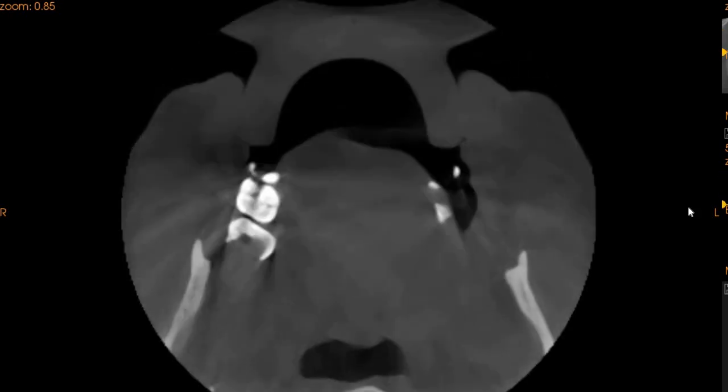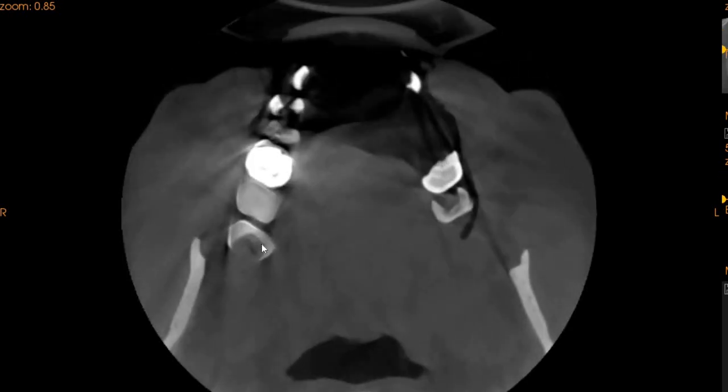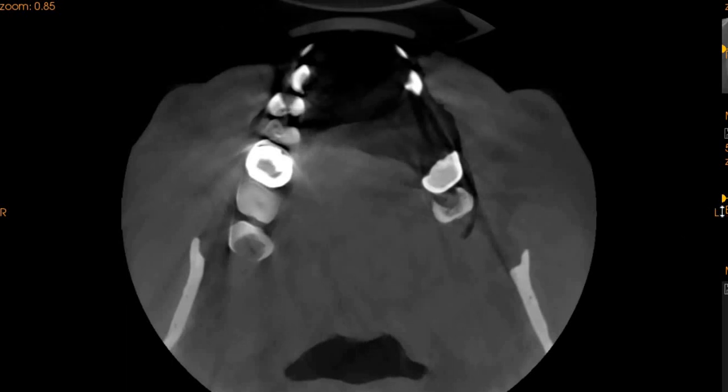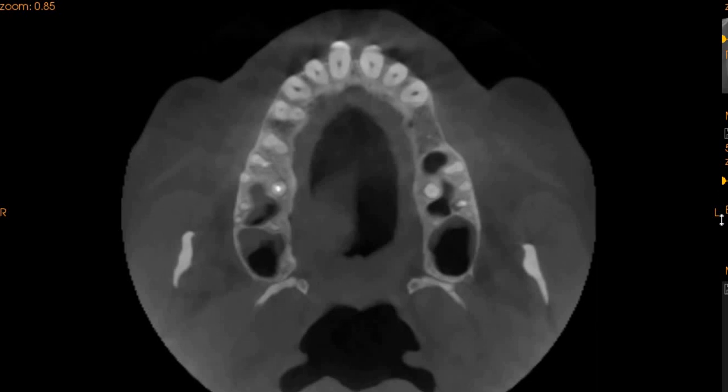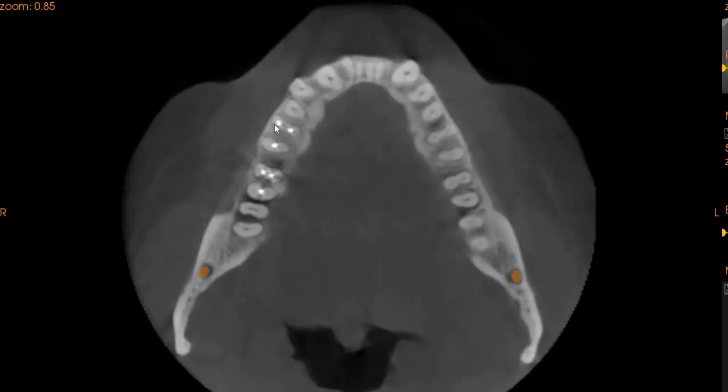On the bottom, we can see this is the bottom wisdom tooth on the bottom right side, grossly carious, and is not very close to the inferior alveolar nerve, so extraction should go uneventfully.